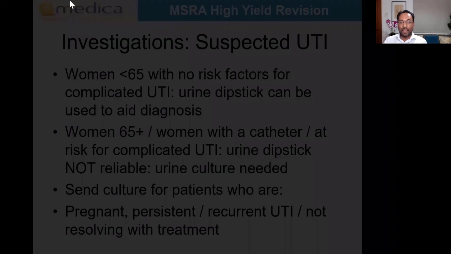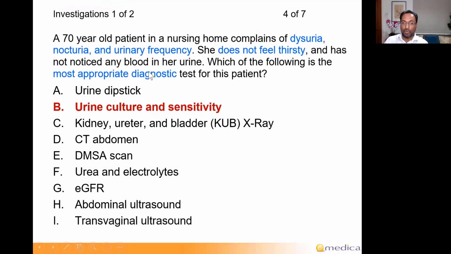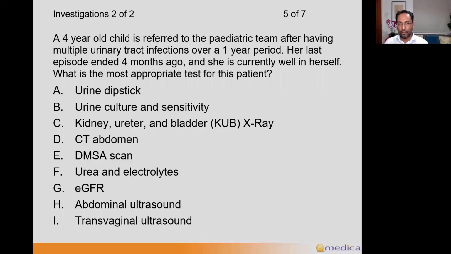And you see, just picking up the fact that she's 70 and that we're looking for a diagnostic test rather than a screening test is why the right answer is B and not A. You see, you need both the knowledge of the guideline, but you also need to have picked up that small keyword, okay? Right, second one in the set.